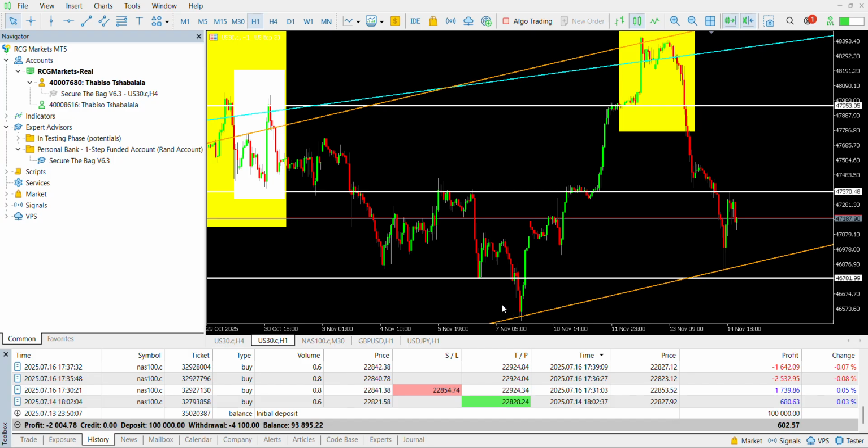Over here at the bottom of the trend line, we're looking for momentum going upwards. Green candle, red candle, push up. However, at the top, you're looking for a descending trend. Green candle, red candle, push down.